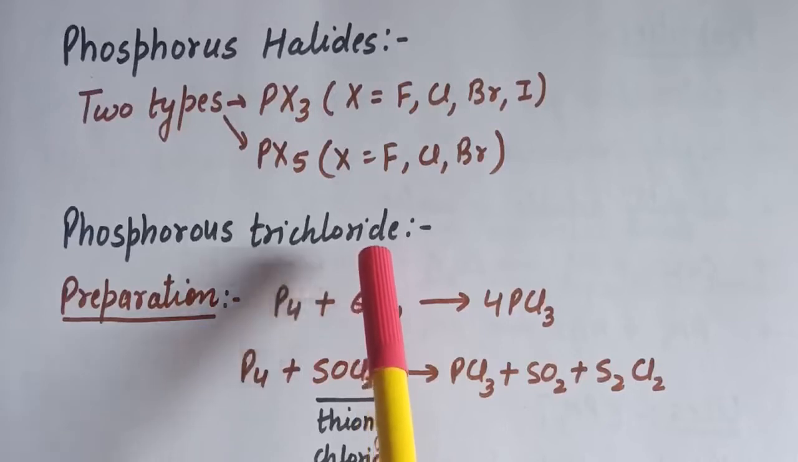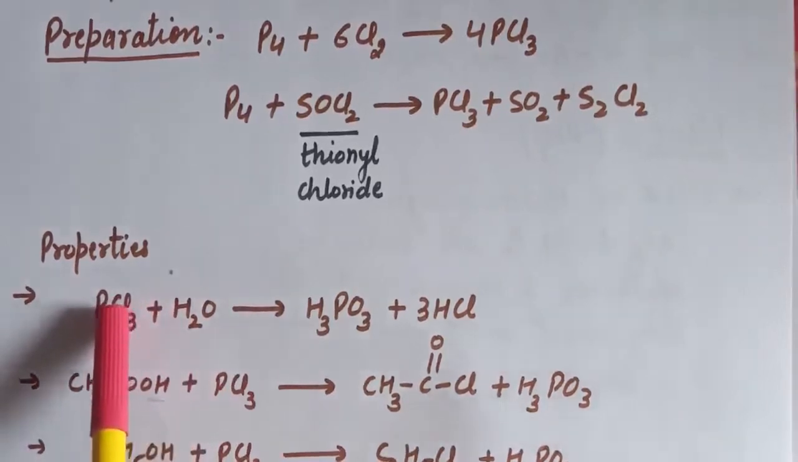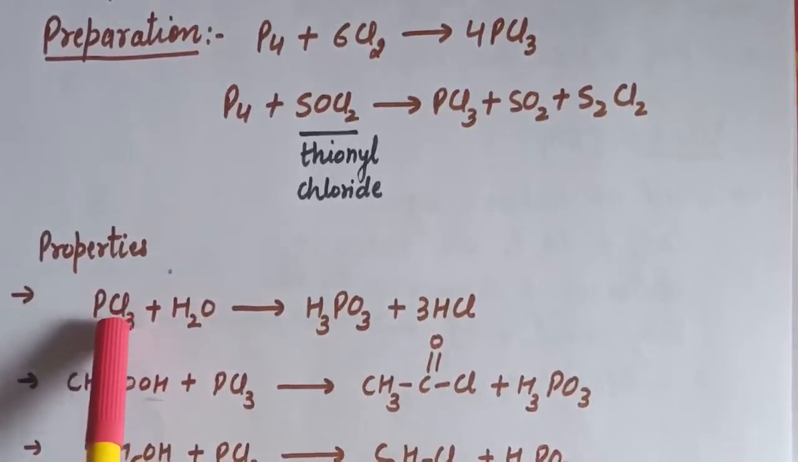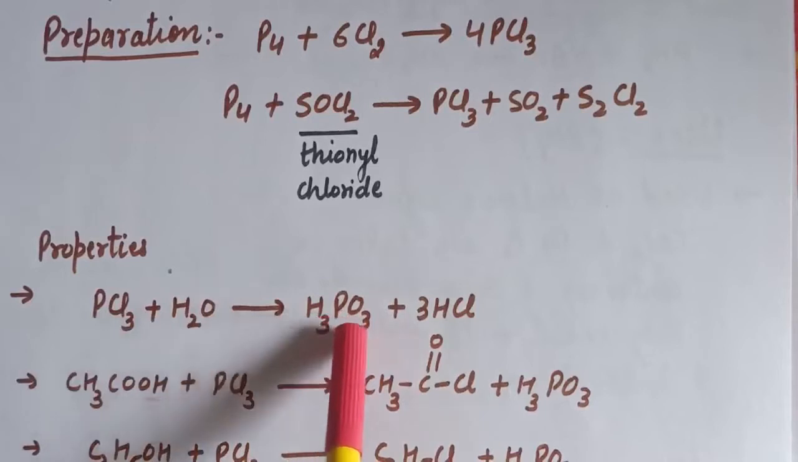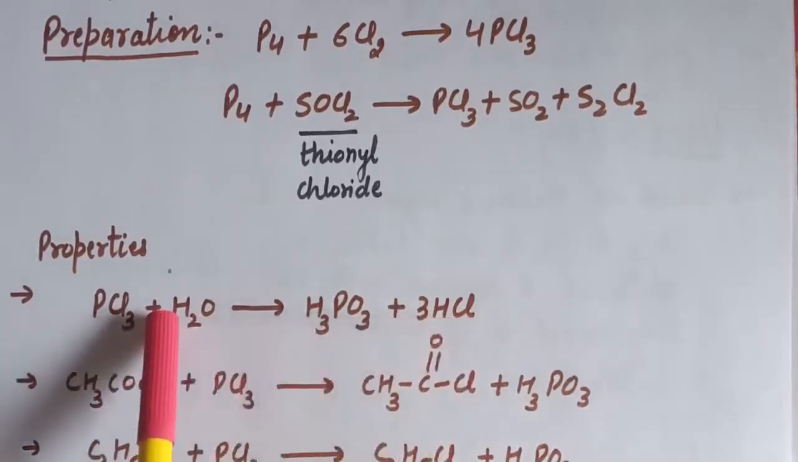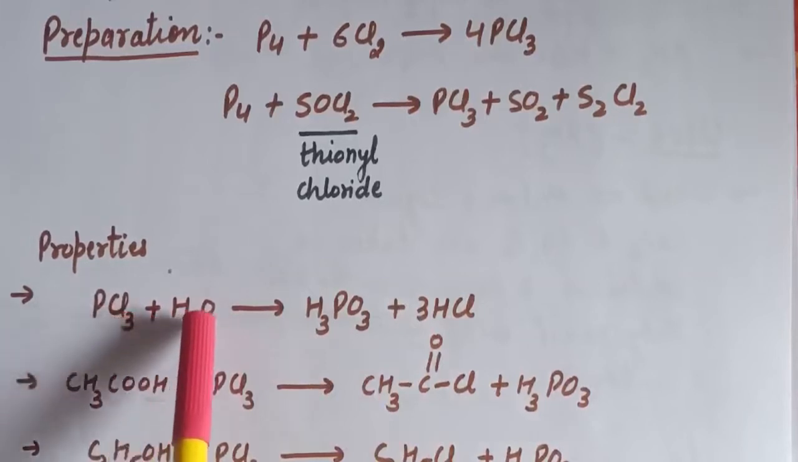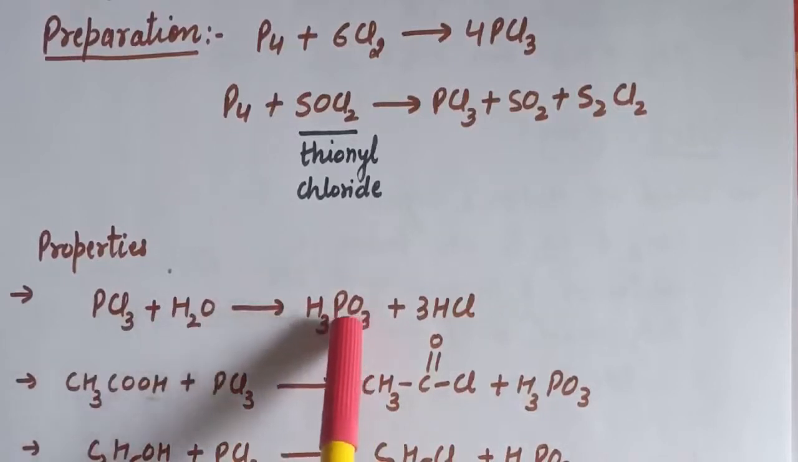Now next is properties of phosphorus trichloride. So phosphorus trichloride, it is oily liquid and it hydrolyzes in presence of moisture. That is, when we treat this phosphorus trichloride with water, it will form phosphorus acid. Along with this HCl is also formed. So first property of phosphorus trichloride is it reacts with water and the product is phosphorus acid.